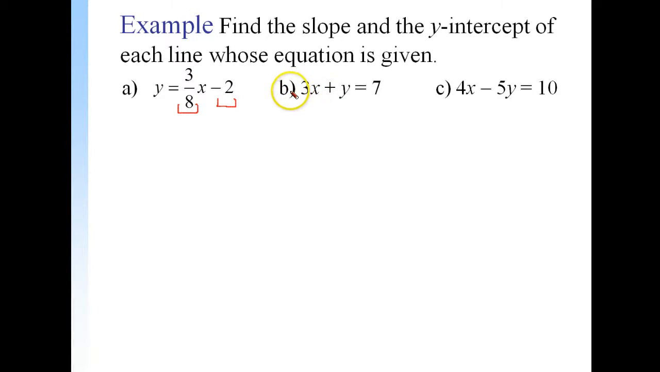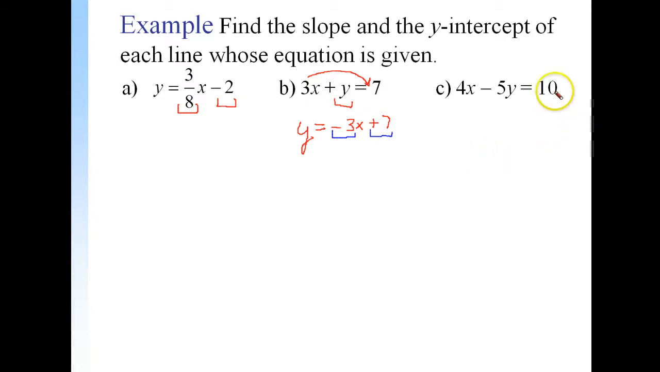Now in equation B, this is in standard form. So to find out what the slope is, we have to put it in slope-intercept form. That is, you have to solve for the letter y. Now we'll do that by transposing the x to the other side. It changes its sign. And now we have it in slope-intercept form. So our slope is going to be a -3, and our y-intercept is +7.